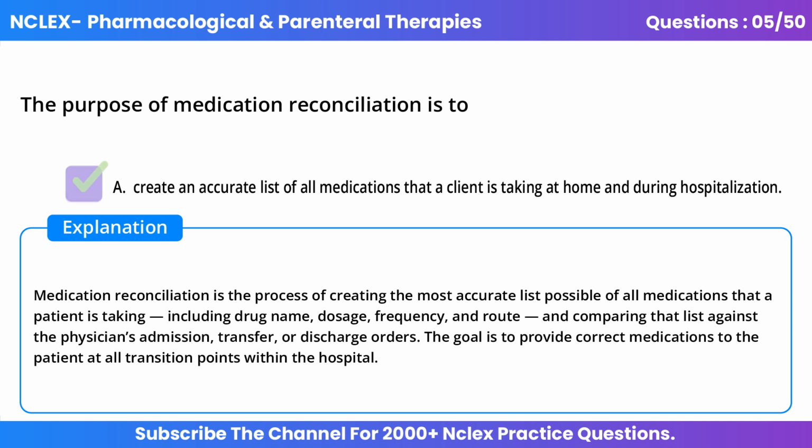including drug name, dosage, frequency, and route, and comparing that list against the physician's admission, transfer, or discharge orders. The goal is to provide correct medications to the patient at all transition points within the hospital.